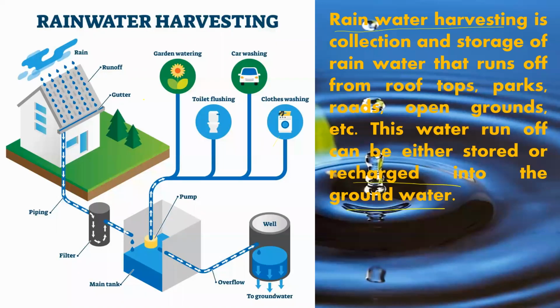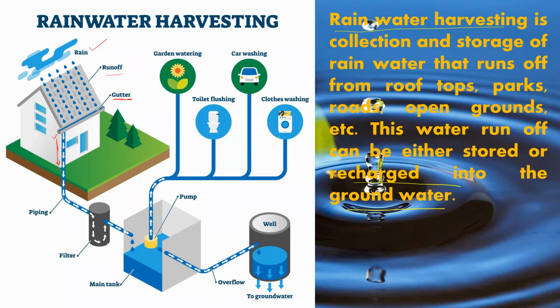Now see, observe this picture very nicely. This is a very beautiful diagrammatic representation of rainwater harvesting. See, this is rain. This is the natural downpour. These are the runoffs which run off the terrace. This is the gutter where the runoff water comes and gets accumulated. If you fit a pipe here, what will happen? See, the water will come down through the pipe.